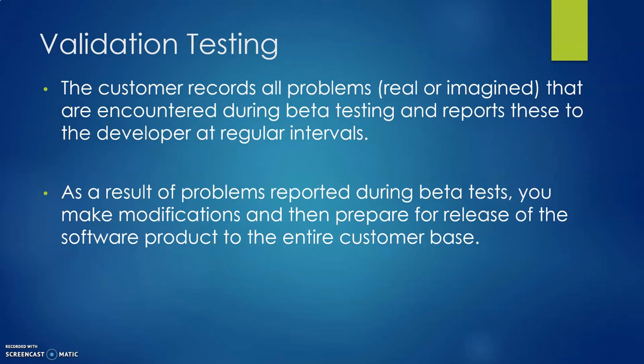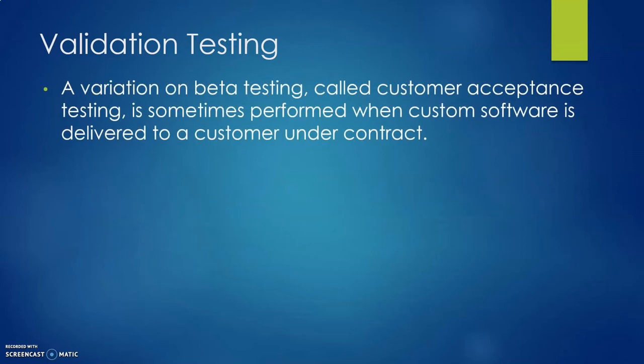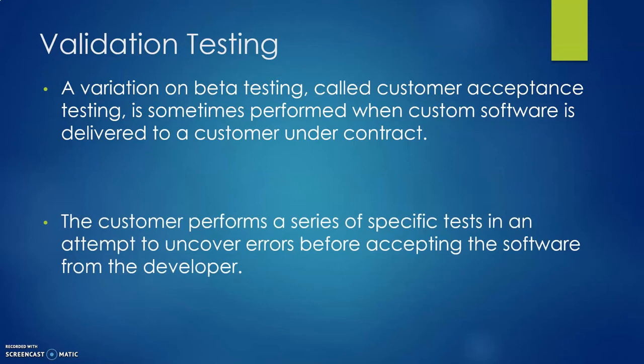So this is how beta testing is done. On the other side, alpha testing is done inside the context of a developer site, so the developer will be present there. A variation on beta testing called customer acceptance testing is sometimes performed when custom software is delivered to a customer under contract. The customer performs a series of specific tests in an attempt to uncover errors before accepting the software from the developer.